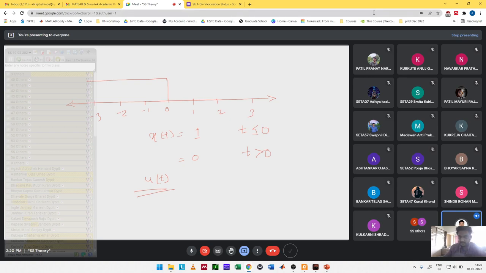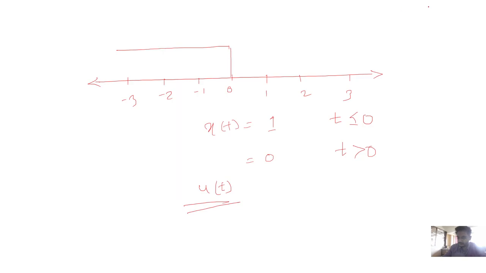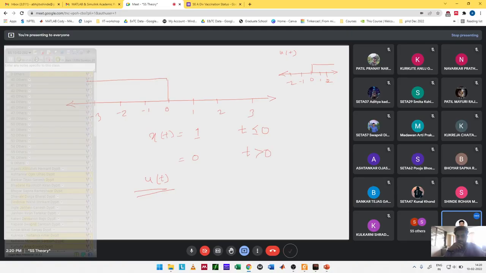Let me also draw u of t on the side, so that it will be clear to you. u of t is something like this. This is my u of t. Okay, so can anyone tell me how I can represent the signal which I had given, that is x of t equal to 1 for t less than or equal to 0, and 0 for t greater than 0, in terms of u of t?